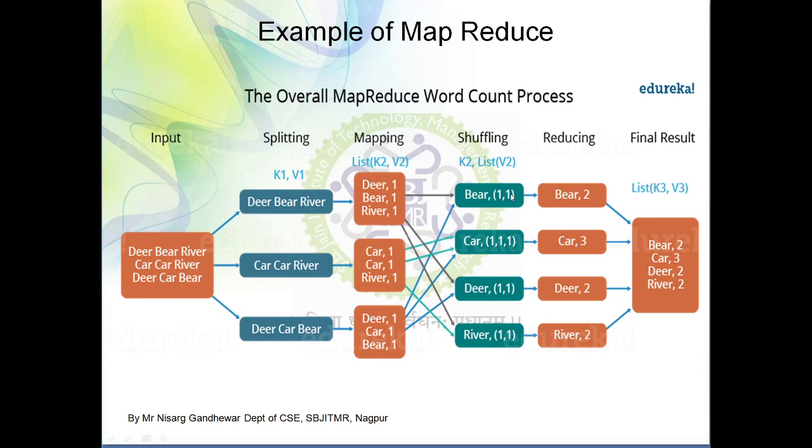It will combine the number of occurrences for a particular key, and it will obtain the result for these subfiles. Finally, we combine all the output generated by reduce so that you get the final result: beer 2, car 3, deer 2, and river 2. So this is the input I have provided, and this is the output that I will get. This is a simple word count program.